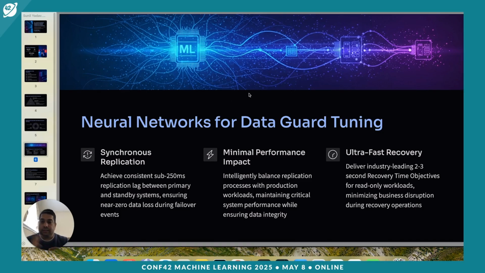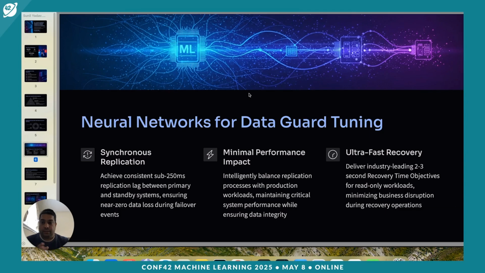Now moving on to one of the points which we discussed, neural networks for Data Guard tuning. Data Guard is, as most of you who are into database technologies know, a terminology used by Oracle databases primarily for standby databases. They basically keep a synchronous or asynchronous copy of the primary database on a standby side, in terms of replication, so that if anything happens to the primary side, the standby can be activated in case of failure, disasters, or crashes.